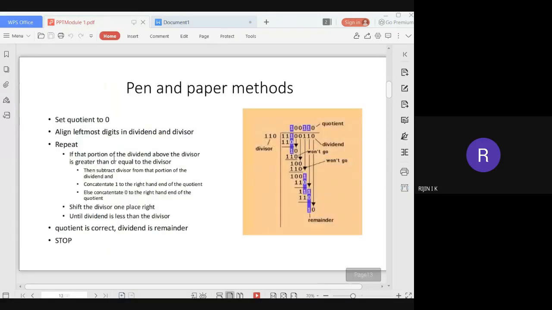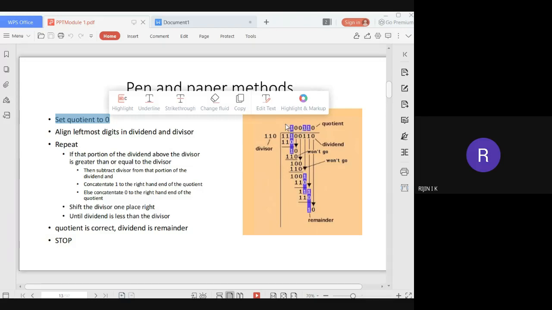So this will be the algorithm. Okay, so initially we will set the quotient to 0. Quotient നമ്മൾ എന്താക്കി? 0 ആക്കിയിട്ട് വെച്ചു. Okay, then align leftmost digits in the dividend and divisor. ഈ ഒരു പൊസിഷനിൽ നമ്മളെല്ലാം place ചെയ്യും. 1 1 1 0 leftmost. Okay, then you have to repeat a process. Subtraction and shift operation. These are the two operations that you have to perform repeatedly. അല്ലേ? രണ്ട് operation ചെയ്യുന്നുള്ളൂ, subtraction and shift operations.